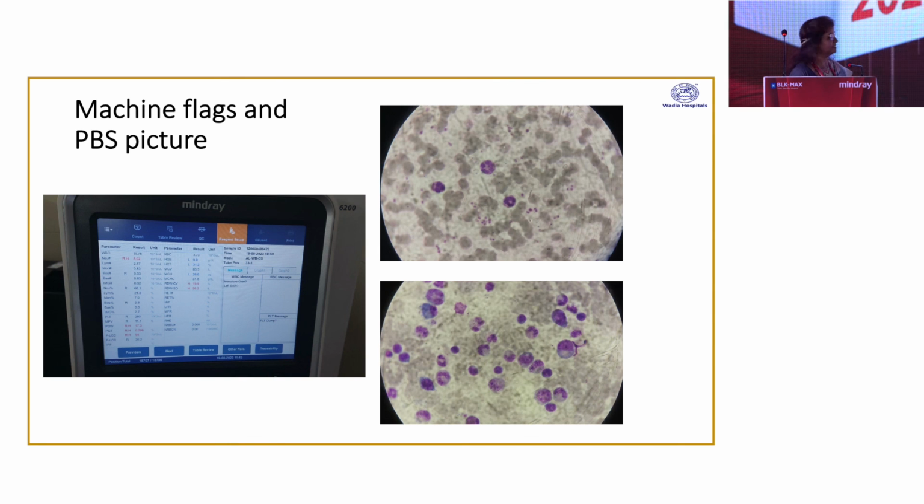This is the machine screen showing shift to left and IMG percent, and in smear examination we saw band cells which were not given in IMG percent by the machine. So to calculate those band forms in immature granulocytes, a manual count was required.